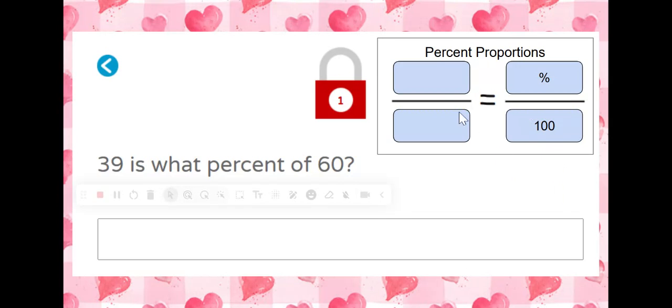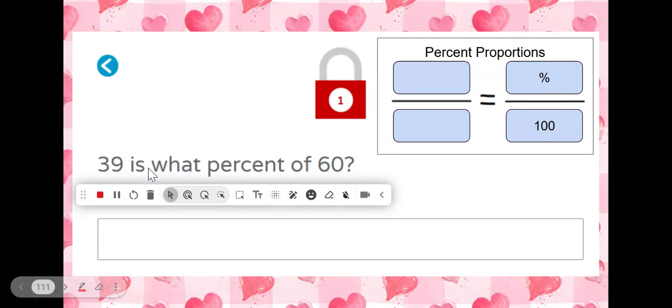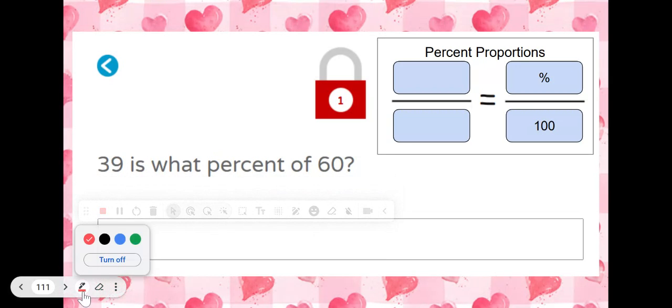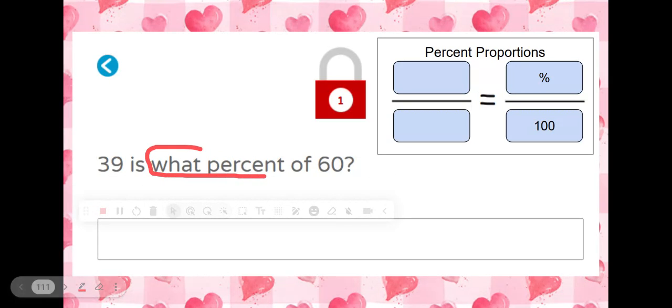Percentages are always out of 100. So that means you're either missing your part, your whole, or your percentage. But we know this spot will always be out of 100. So we're going to fill in our percent proportion from our question. 39 is what percent, and this tells us right away that we are missing the percentage. It's what percent of 60. So my x is going to go right here in our percent spot. Now we need to figure out where the 39 and the 60 go. The top of your percent proportion is going to be your part. The bottom is going to be your whole.